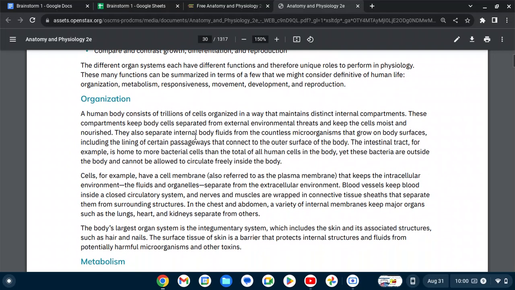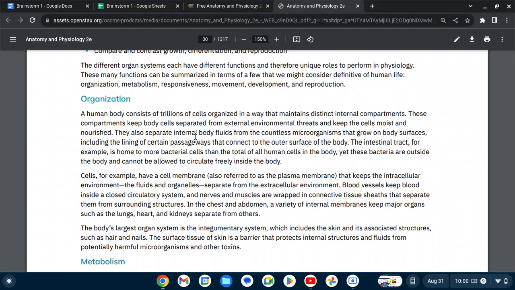These different organ systems each have different functions and therefore unique roles to perform in physiology. These many functions can be summarized in terms of a few that we might consider definitive of human life: organization, metabolism, responsiveness, movement, development, and reproduction.